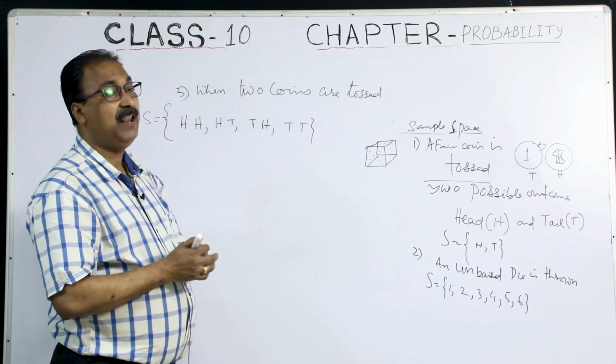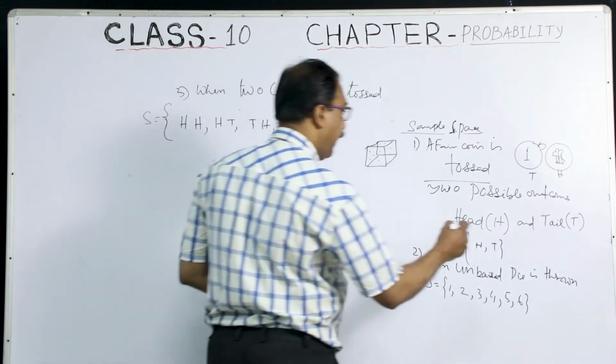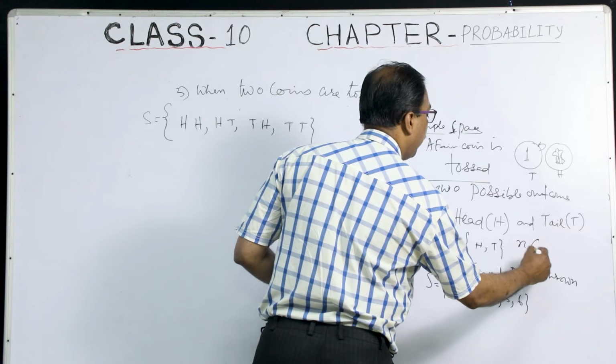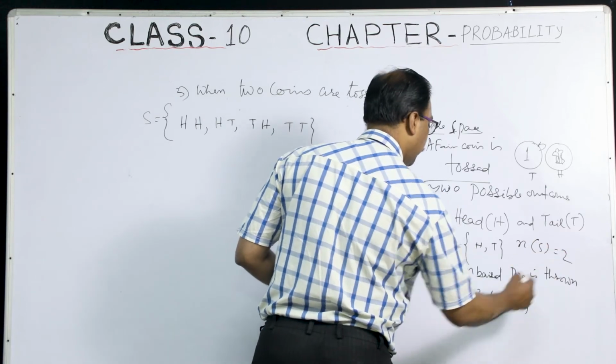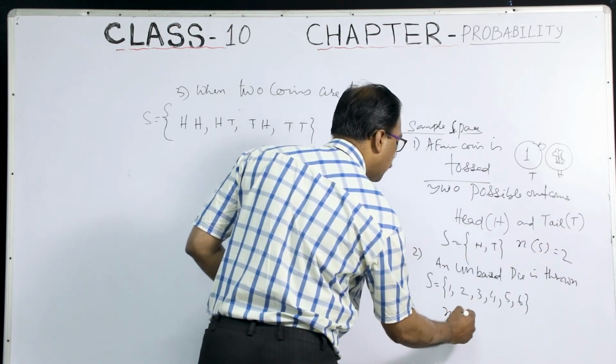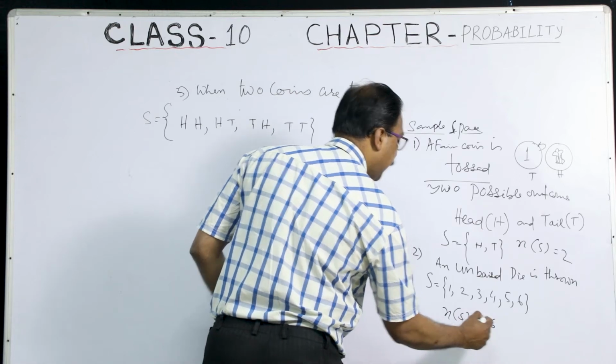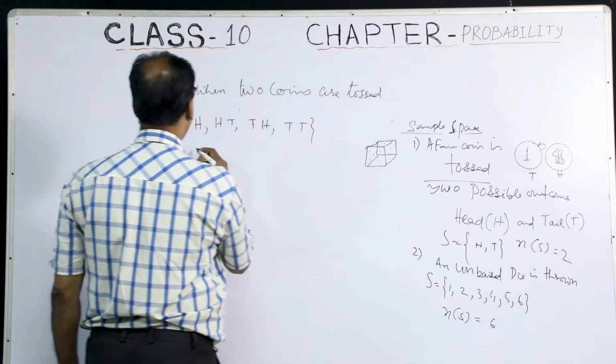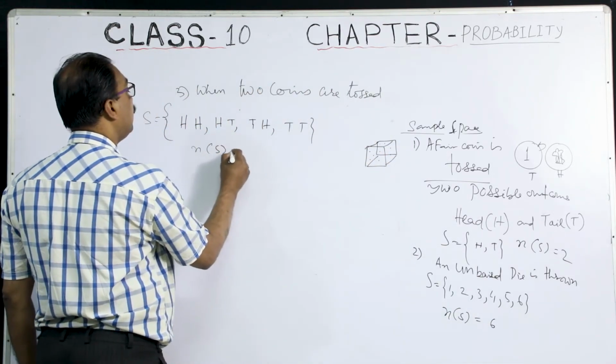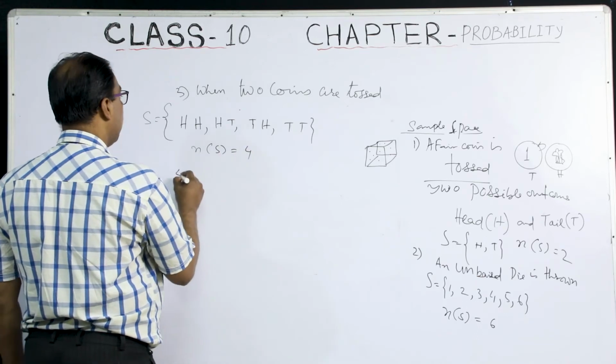If I asked you what is the number of possible outcomes, n of A we can say here. n of A is equal to 2. Here what is n of A? Number of possible outcomes, sample space 6. What is n of A here? It will be 4. Like this, number 4.